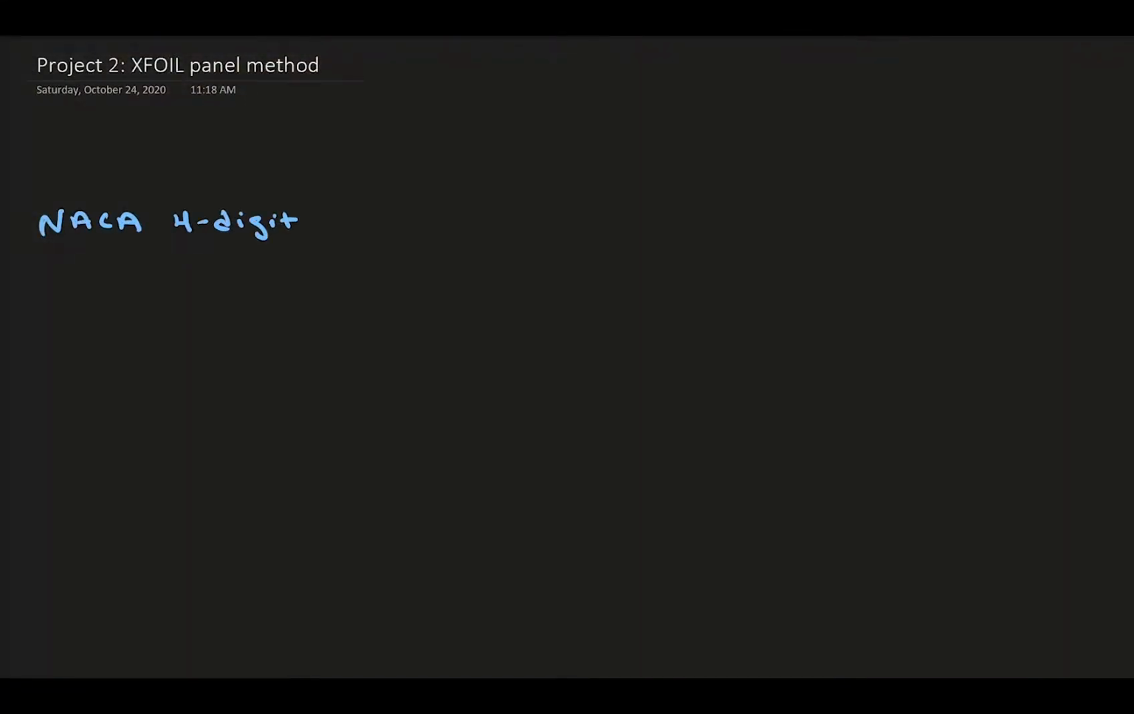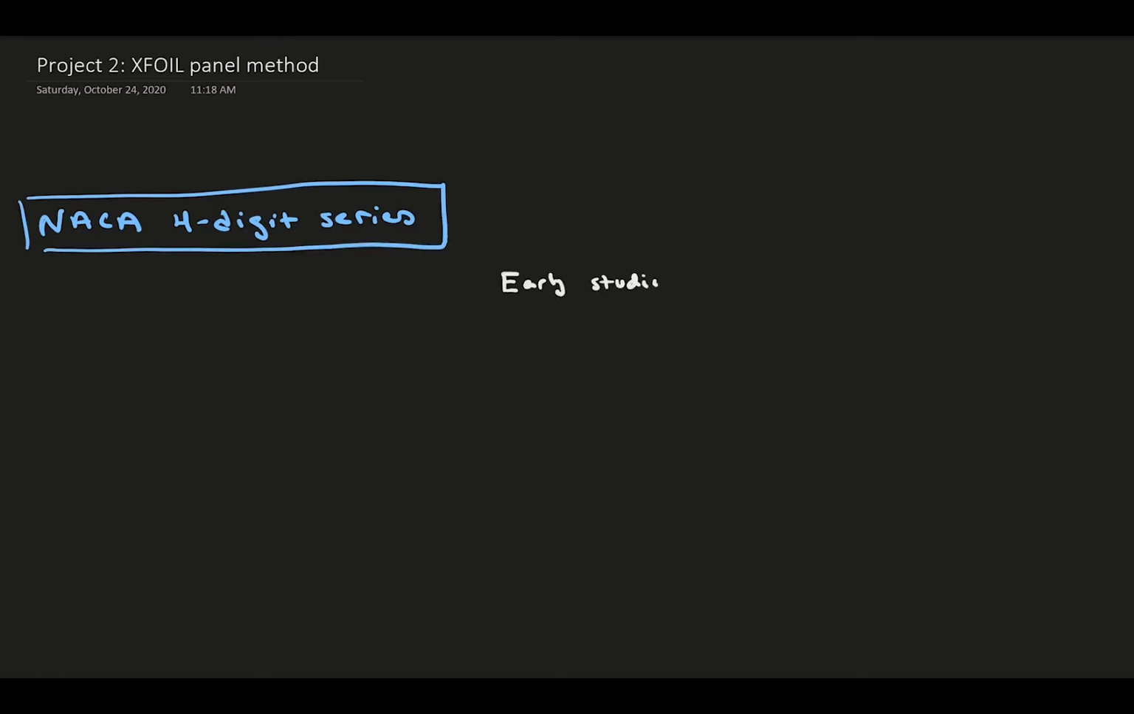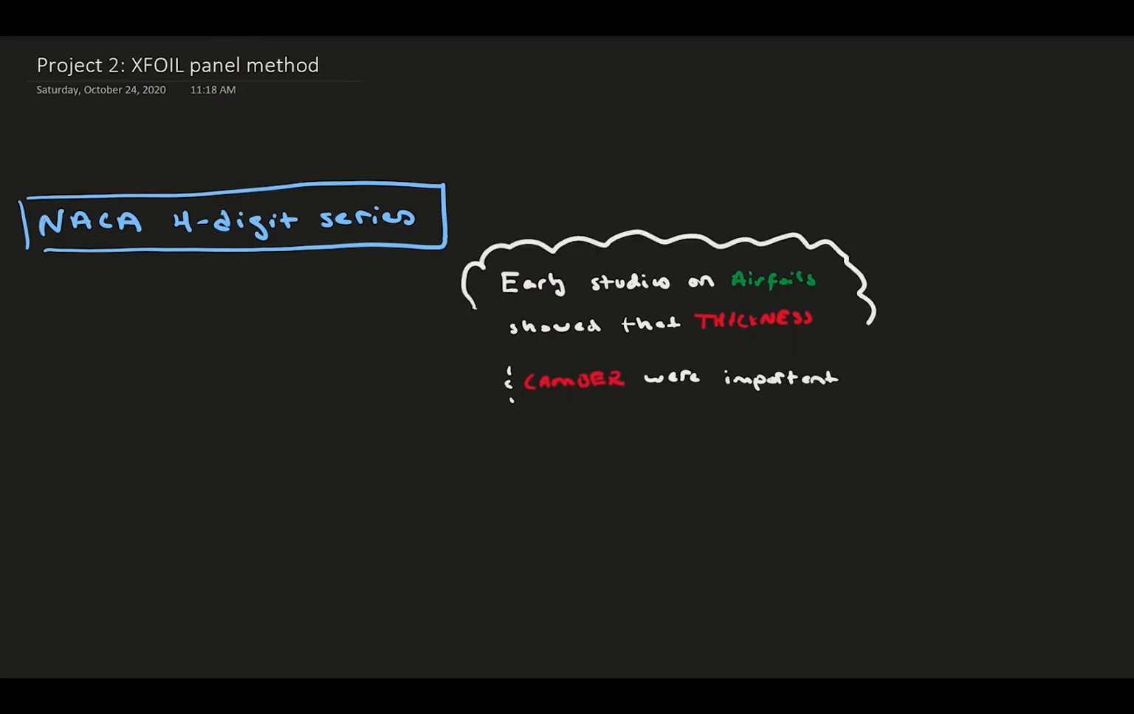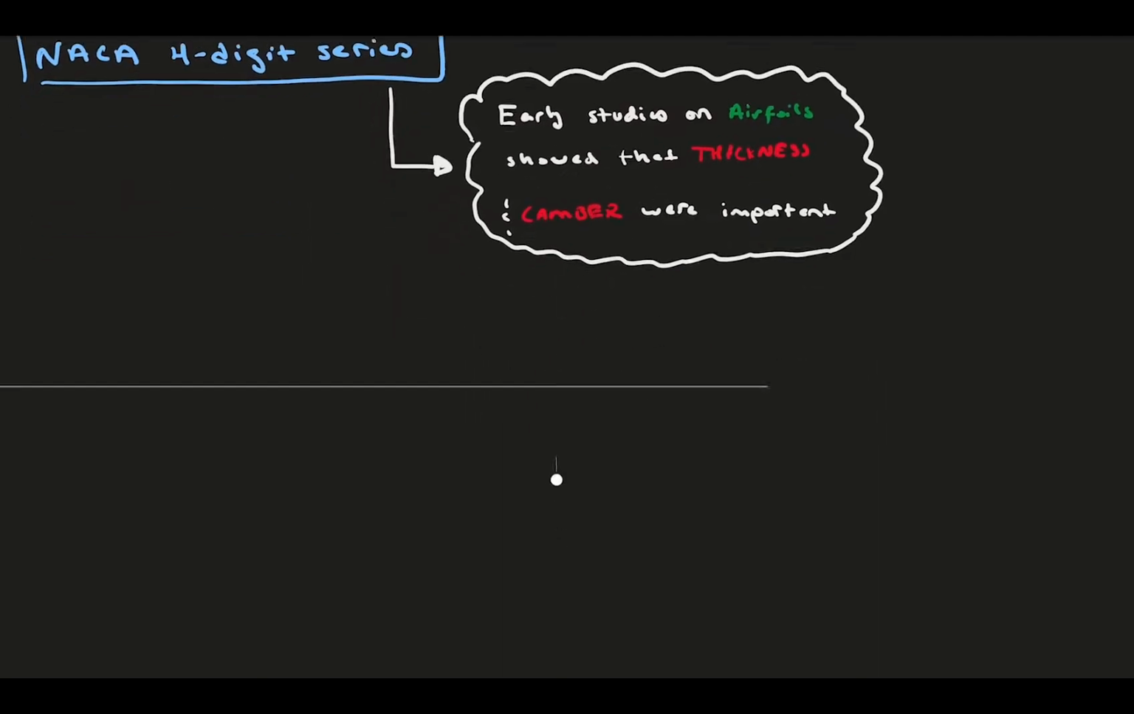We're going to start the project by considering the NACA 4-digit series airfoils. Before there was standardization in profile design, early studies told us that the foil thickness and camber were two of the primary parameters that influence performance. So, NACA came along with standardization that defined these characteristics in one of the first sets of defined airfoil profiles.